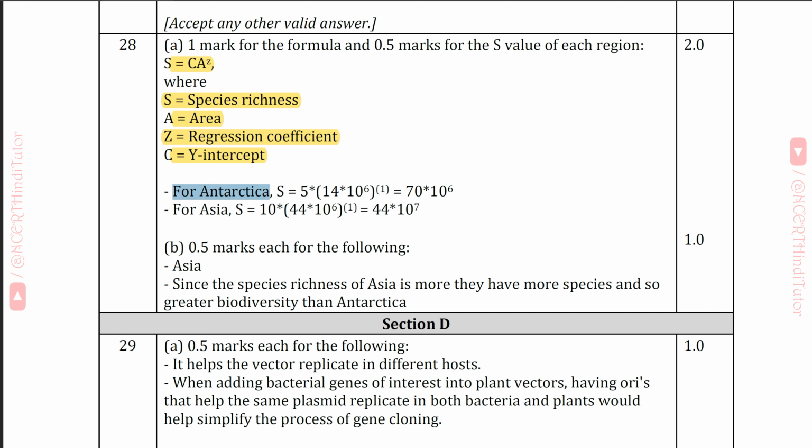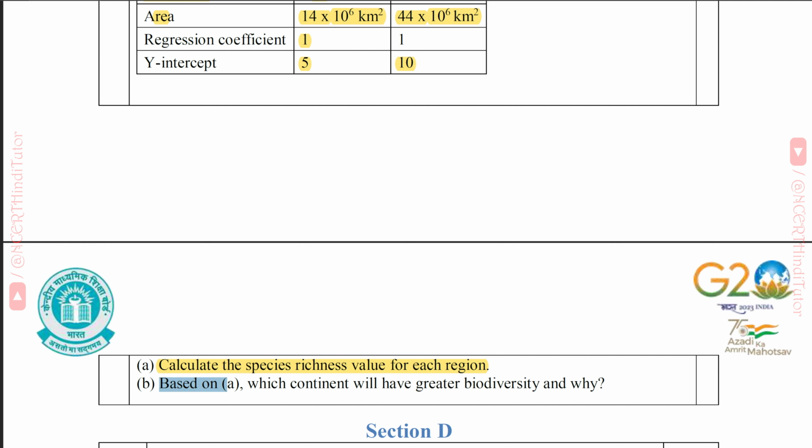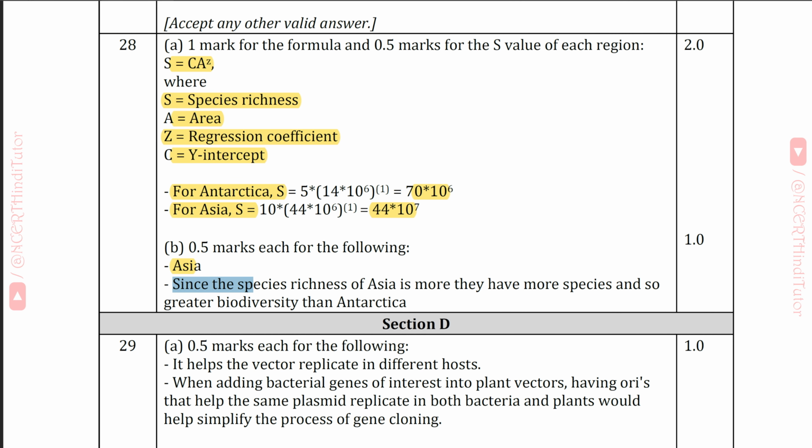For Antarctica, by putting the values, we get S is equal to 7 into 10 to the power 6, while for Asia, we get S is equal to 44 into 10 to the power 7. B. Based on A, which continent will have greater biodiversity and why? Answer. Asia. Since the species richness of Asia is more, they have more species and so greater biodiversity than Antarctica.